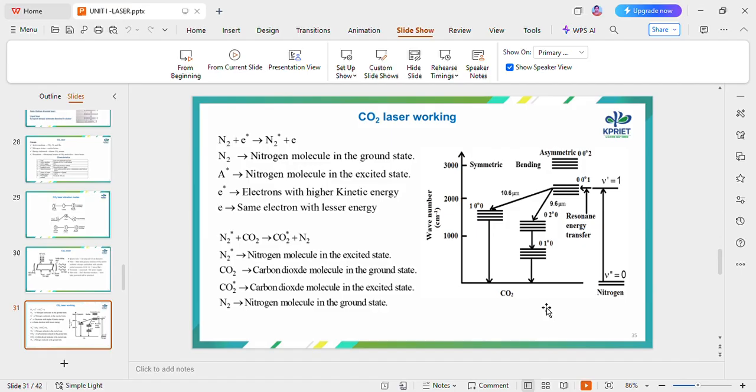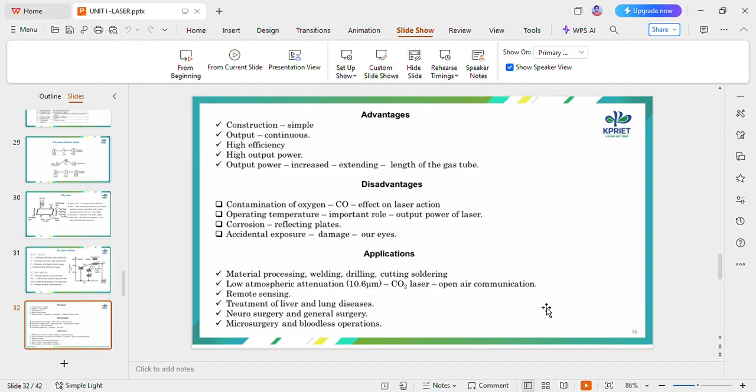So what are the advantages of the carbon dioxide laser? Its construction is simple, it is continuous and highly efficient, it has high output power, and the output power is increased by extending the length of the tube. The disadvantages are that contamination of oxygen may occur because of laser action, the operating temperature may affect the efficiency of laser emission and may cause corrosion, and accidental exposure may damage our eyes.